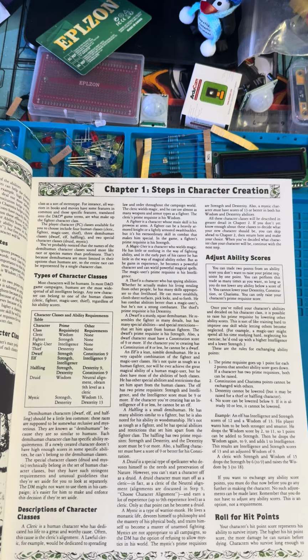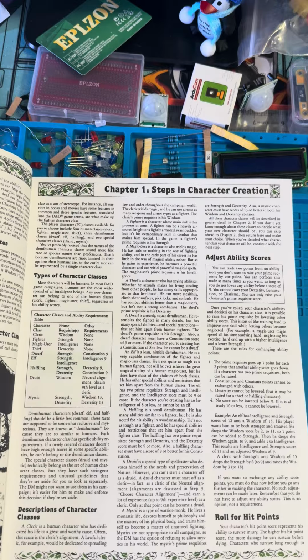The thief is a character who has spying abilities. Whether or not he actually makes his living stealing from other people, he has many skills appropriate to that livelihood. He can move stealthily, climb sheer surfaces, pick locks, and so forth. He has combat abilities better than a magic user's, but he's not a strong combatant. The thief's prime requisite is his dexterity.